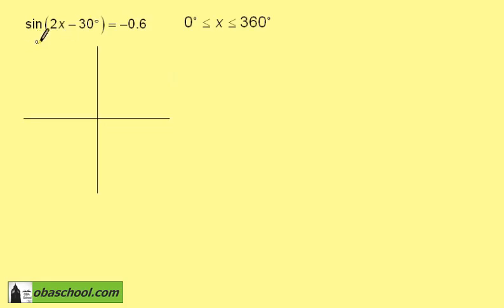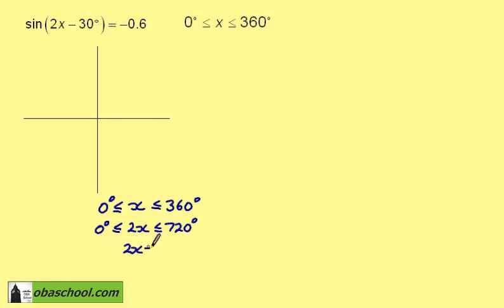We want to solve sine of 2x minus 30 degrees is minus 0.6 for values of x between 0 and 360. We're looking for values of x between 0 and 360. So for 2x, we would look for values between 0 and 720.